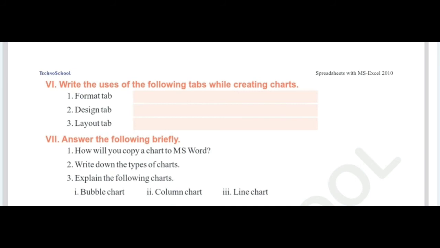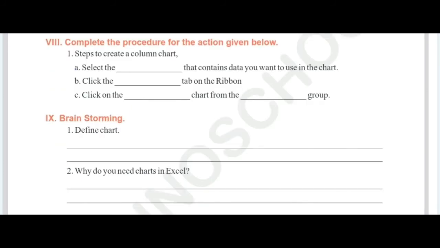8th Roman. Complete the procedure for the action given below. Let me explain the questions. The first question is: define chart. You can see the answer for this question on page number 51. Charts allow you to present information contained in the worksheet in graphic formats. So this is the answer. You have to write the definition of chart.